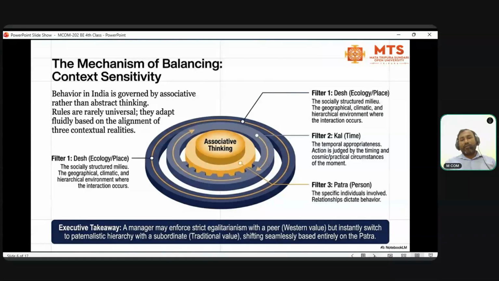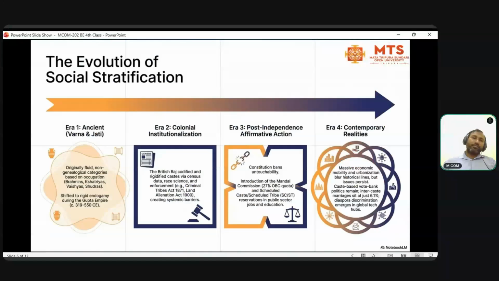So a manager may enforce strict egalitarianism with a peer, but instantly switch to paternalistic hierarchy with a subordinate, shifting seamlessly based entirely on the Patra. The evolution of social stratification: era 1 ancient, era 2 colonial institutionalization, era 3 post-independence affirmative action, and era 4 contemporary realities.